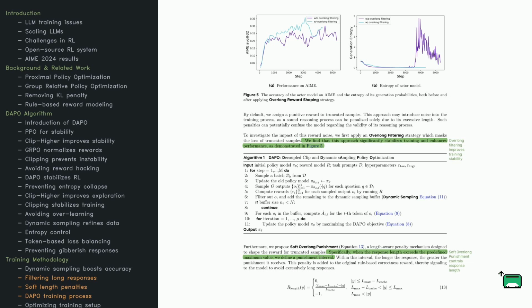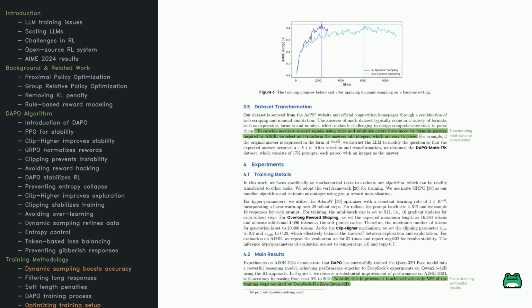Still, you don't want endless rambling. Soft overlong punishment tackles that problem by giving a small penalty for slightly overlong answers and a harsher penalty for really lengthy ones. This keeps the model concise without punishing it too much if it needs a bit more space to reason properly. Meanwhile, the DAPO training loop involves generating responses, scoring them, and applying dynamic sampling to filter out unhelpful cases. By balancing reward shaping, filtering, and proper clipping, the model learns to produce answers that are both coherent and well-structured. Another challenge comes from handling mathematical data.